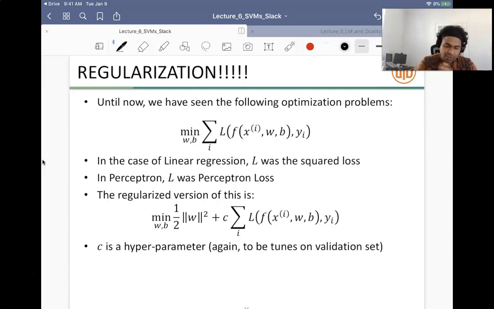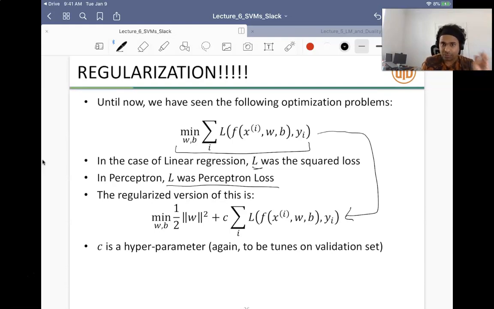Okay, so so far we have seen problems of this form, right? I didn't actually introduce any regularization. I just said that we can minimize the sum of the losses, right? So in the case of linear regression, we saw that L was the square loss. In the case of perceptron, L was the perceptron loss, right? Essentially, we can now take this version and get a regularized version for each of these cases.